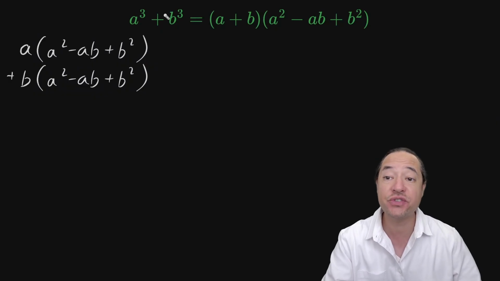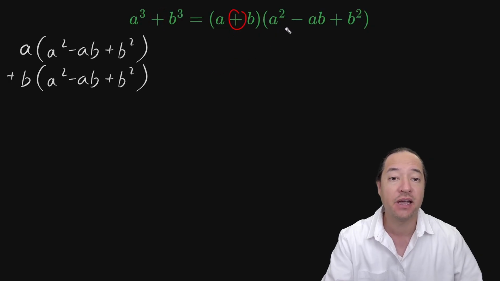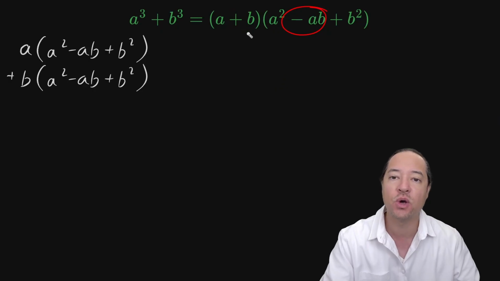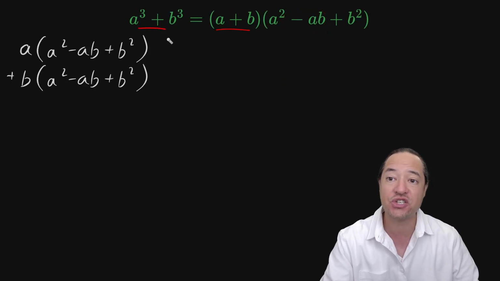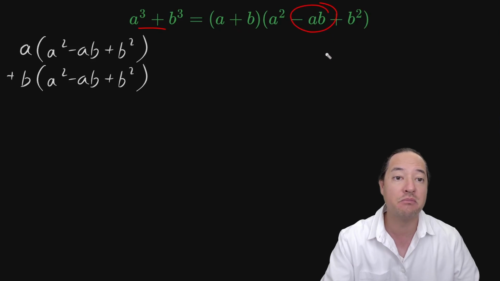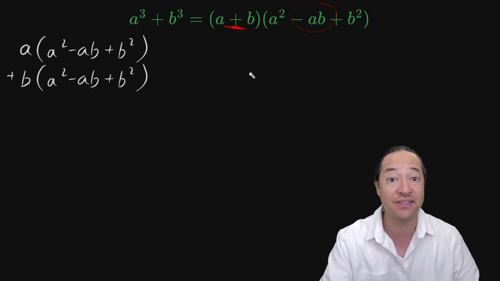Now notice what's interesting here are the signs, right? It's a cubed plus b cubed, and here it's a plus b. Everything here is positive except for this middle term, which is negative. And so we want to remember that this linear term will match the sign here, and then this middle term of the quadratic is going to be the opposite sign of whatever you had there.